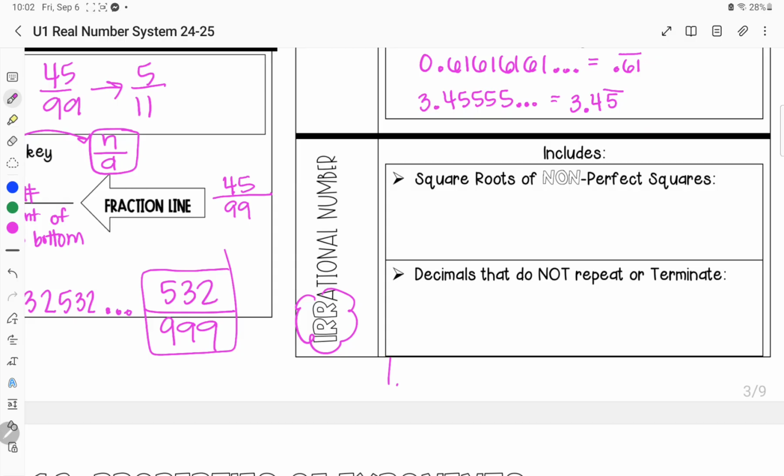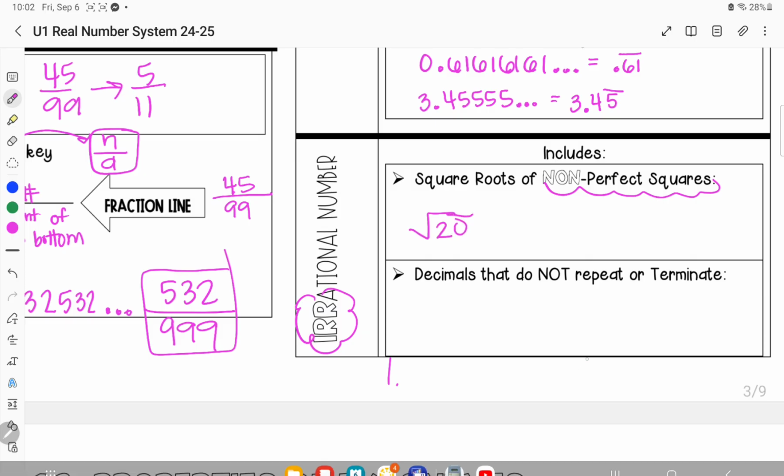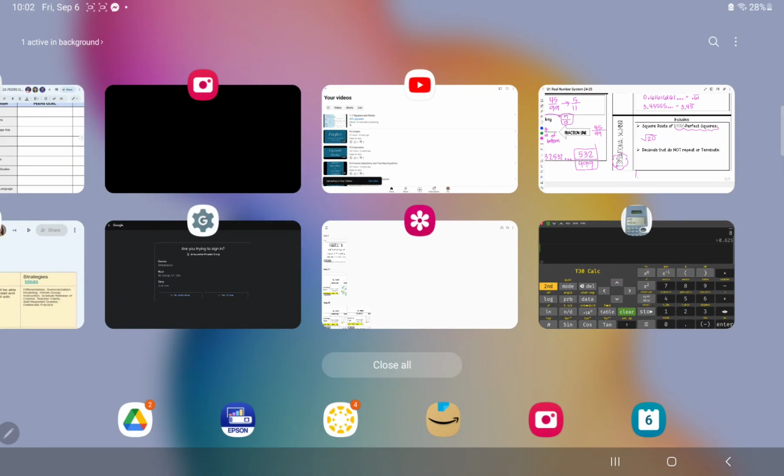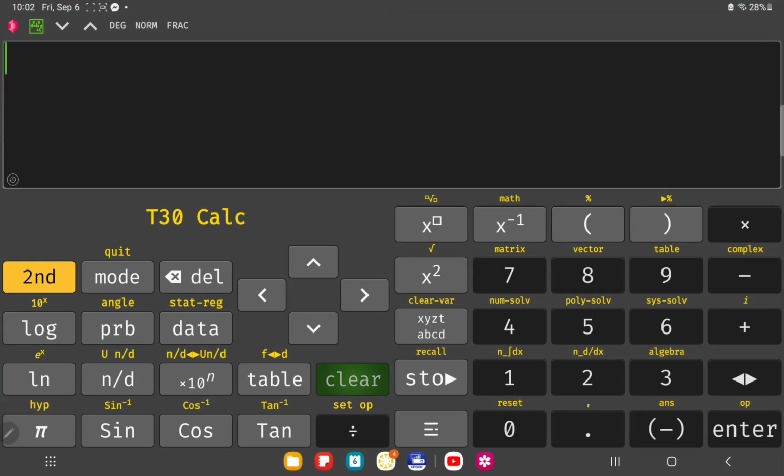They don't come to an end. They're these crazy numbers that keep going on forever. So these are non-perfect squares. Let's say that you put in the calculator radical 20. I'm going to show you right here. If you have your calculators, you'd be doing this too. So I'm going to put in radical 20. Second, x squared, I put in 20.